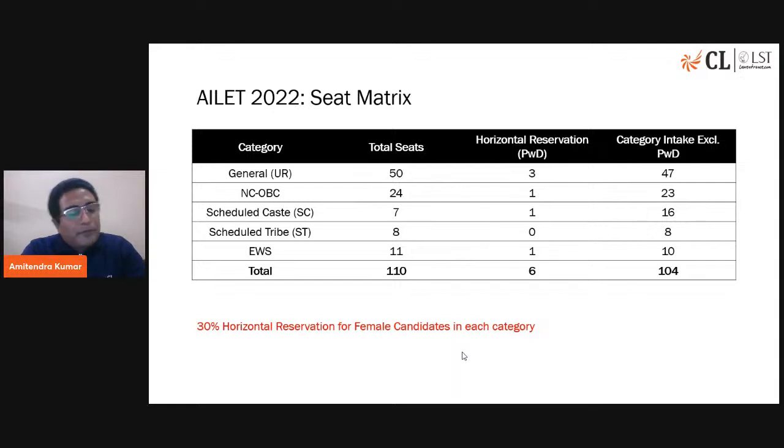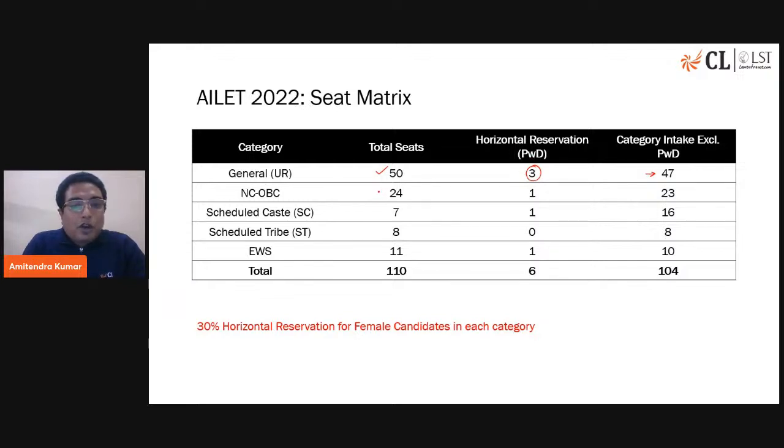What about the seats? That also does not change, but you need to understand how the seats are structured. If you look at each of the categories, I'm talking about the Indian nationals over here, general will have 50 seats, out of which 3 seats go into horizontal reservation for people with disability, which means the category intake is 47, excluding the horizontal reservation.